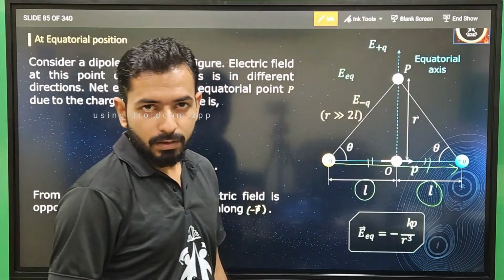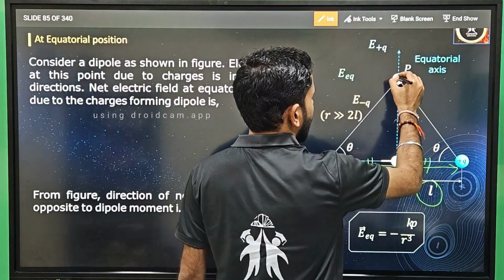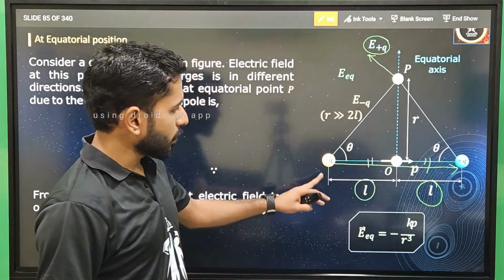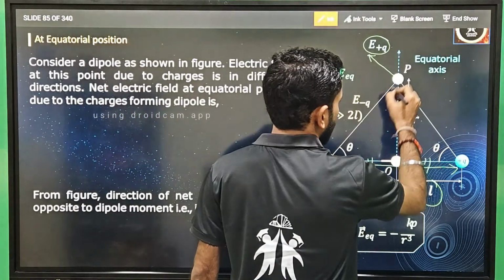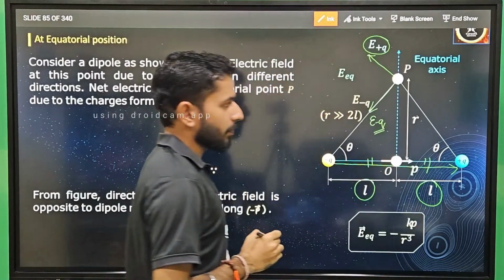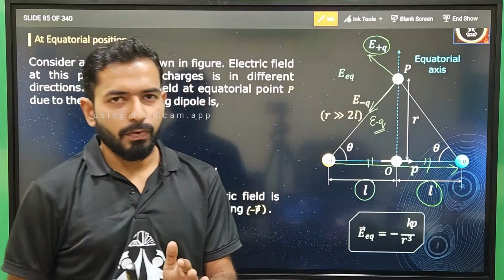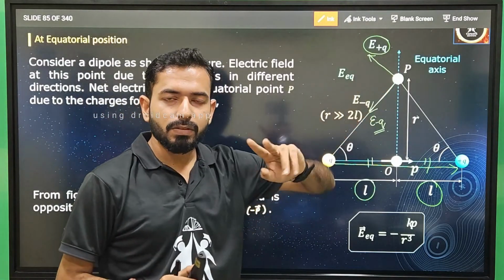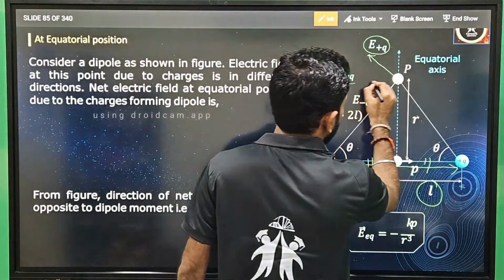Firstly, mention the directions. What are the directions that are coming? Due to positive charge, what will be the direction? Can you say simply away? This is the electric field due to positive charge. Due to this minus q charge, what will be the direction of the electric field? Can you say it will be a kind of attractive electric field due to minus q. Correct? Now, what is the next step? Always follow the same method. We have to now simply resolve these two vectors. That's it. Done.